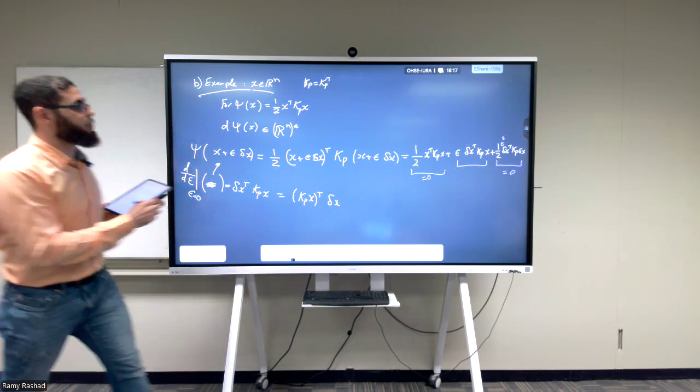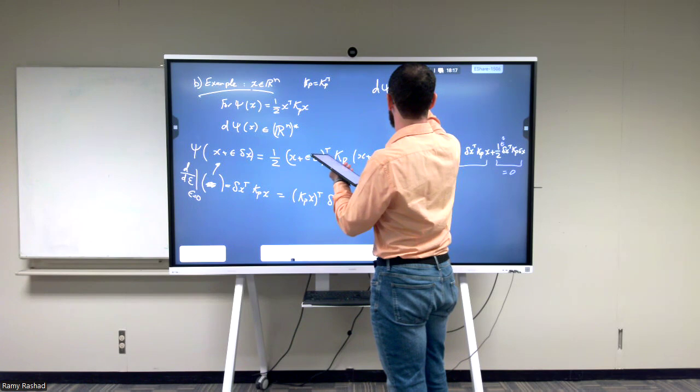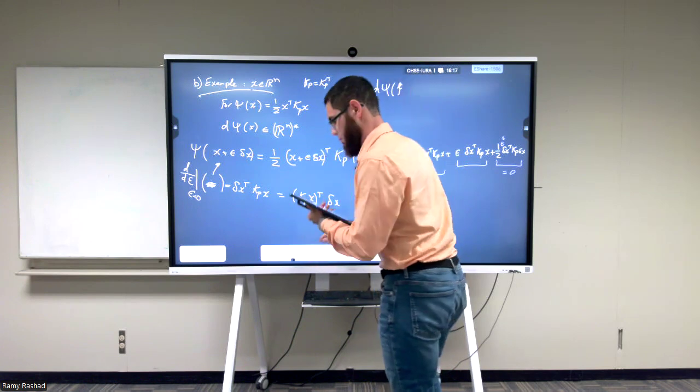Then let's look at the differential of psi with respect to x.